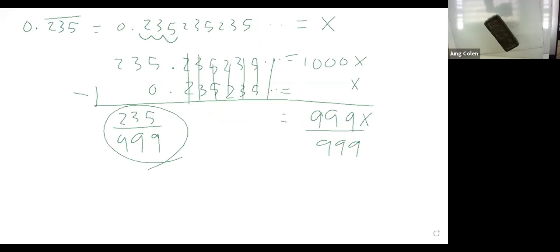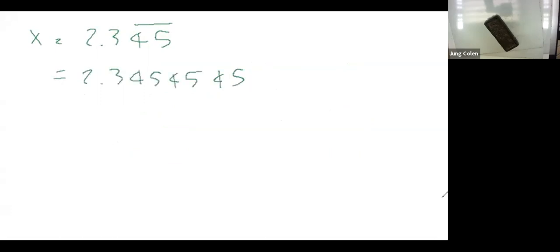Any question for that? Okay, one more question. How about this one? 2.345, where 45 is repeating. So let me share that again here. You are given x equals 2.345, where 45 is repeated. This is a little more complicated. We can also write this as 2.34545454545, right? Because 45 is repeated.